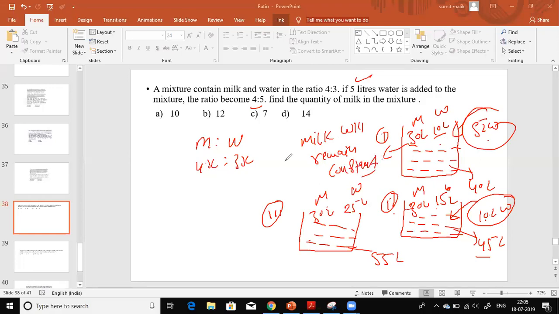Now nothing more is in the question. Now the question is finished. Okay. Milk will remain constant. So what is the original mixture? Milk and water in the ratio 4x to 3x. Now 5 liters of water is added to the mixture. Then the ratio becomes 4 to 5. Now what is happening? Milk will remain the same 4x, and I am adding 5 liters of water.